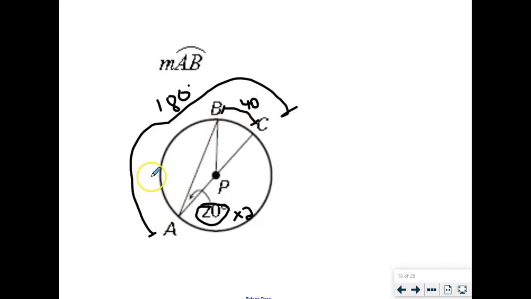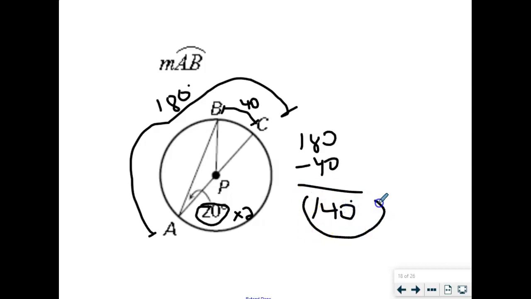Now notice I'm looking for AB. Oh, here we go. Well, since this is 180 and this is 40, just simply take 180, subtract 40, and you will get 140 degrees. And that's what y'all should have got for that one. Alright, let's look at our next example.